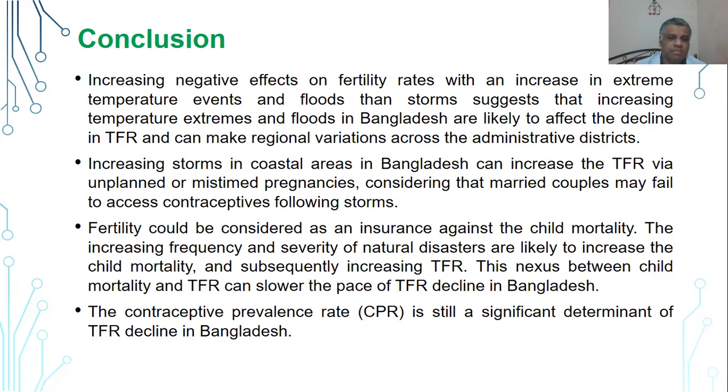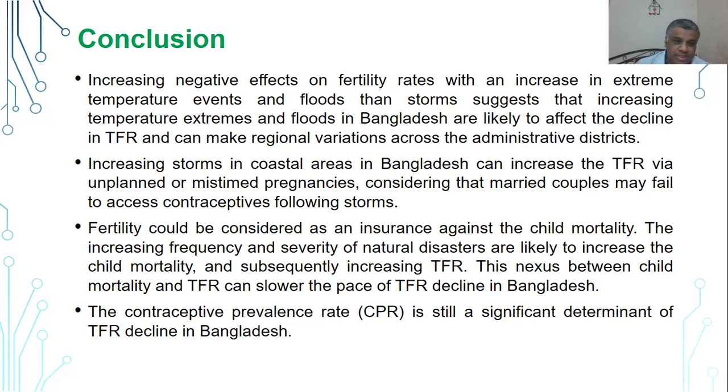However, it is also found that increasing storms, maybe in coastal areas where they face storms, may increase total fertility rate, and it may be due to unavailable contraception or unplanned pregnancies. Maybe married couples might not have access to contraceptives due to the emergency situation, like storms and flooding. Another reason child mortality may affect TFR positively is that maybe people in Bangladesh still consider having more children as insurance against child mortality, as there is still infant mortality, child mortality, and even neonatal mortality.